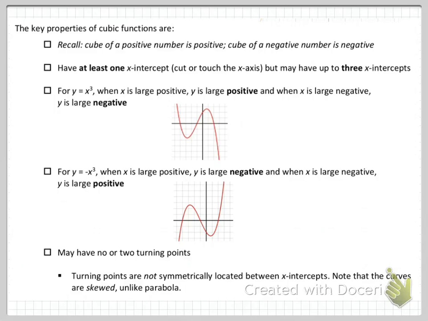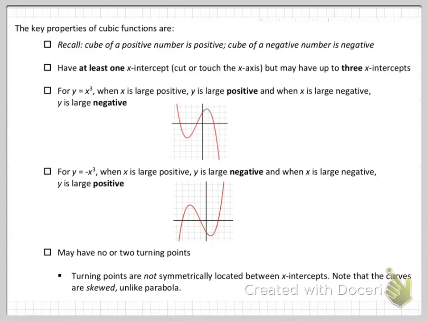But because we have x raised to the power of 3, it's possible to have up to 3 x-intercepts. For y equals x cubed, which is the simplest possible cubic, when x is large positive, y will be large positive. And when x is large negative, y is large negative. Similarly, for y equals negative x cubed, we get the opposite relationship, which you can read there.